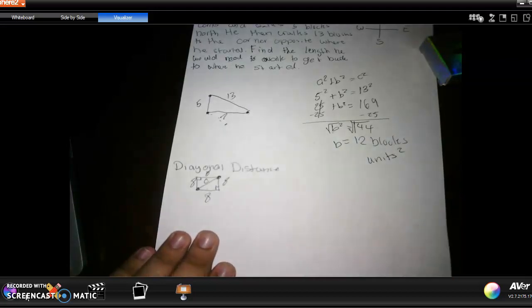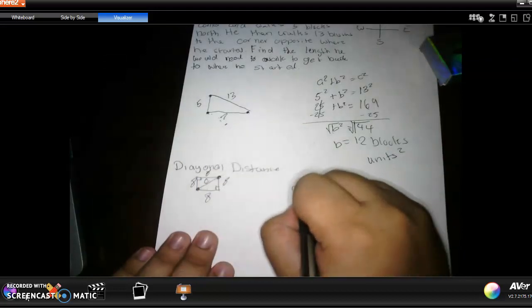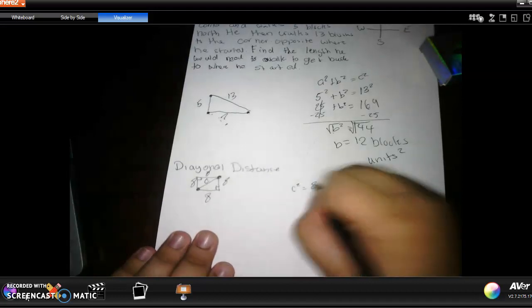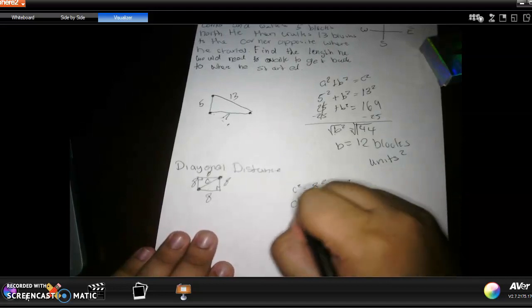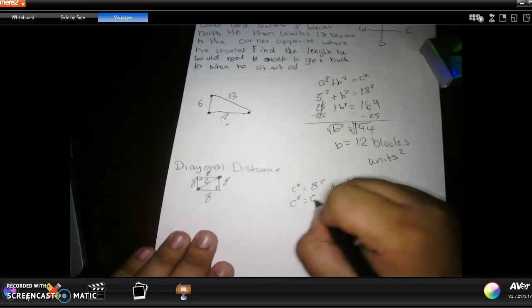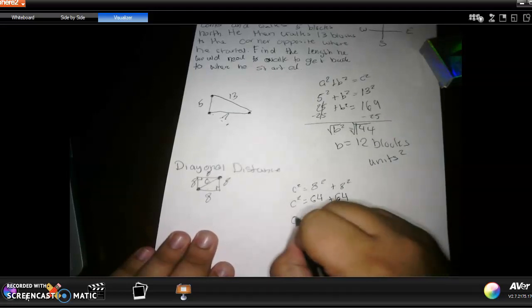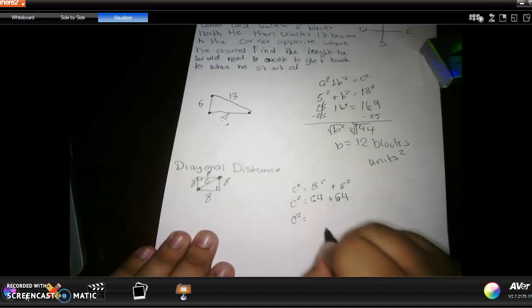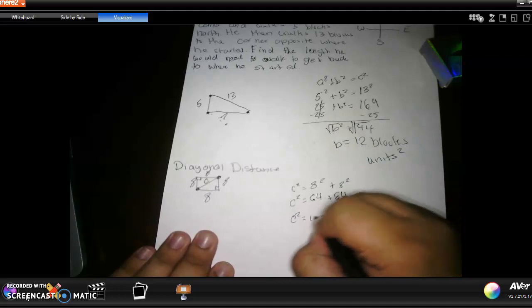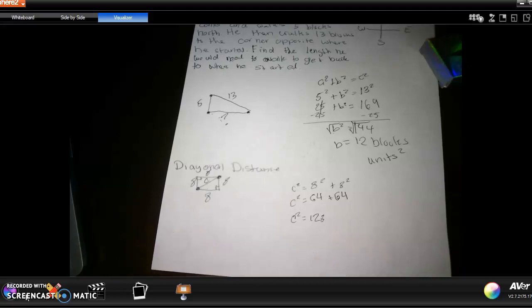We know a squared plus b squared equals c squared. We see it right here. So, a, b, looking for c. c squared, don't know it. a squared, 8, plus b squared, 8. Well, c squared equals 8 times 8 is 64, plus 8 times 8 is 64. Add those two together, you get c squared equals 128. Now we're looking for the square root.